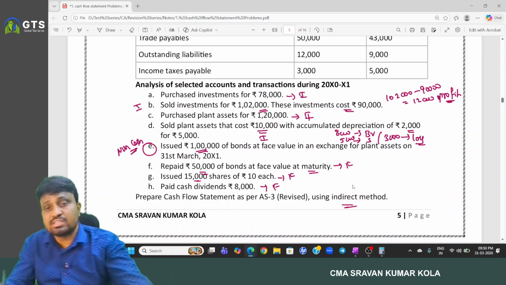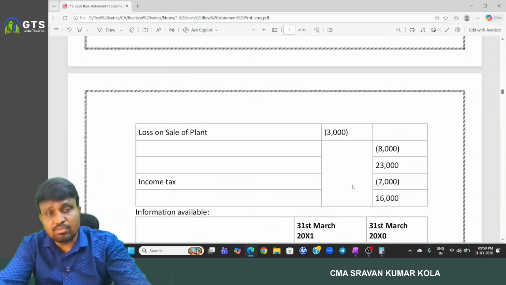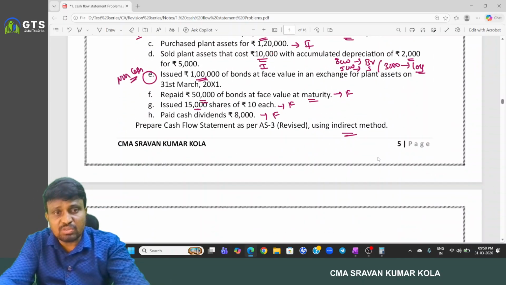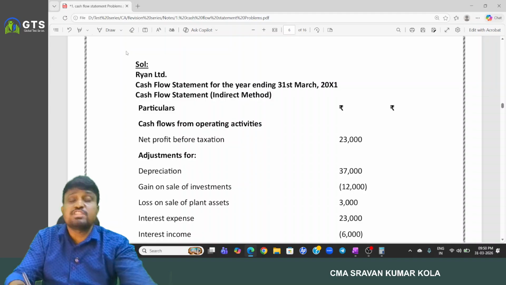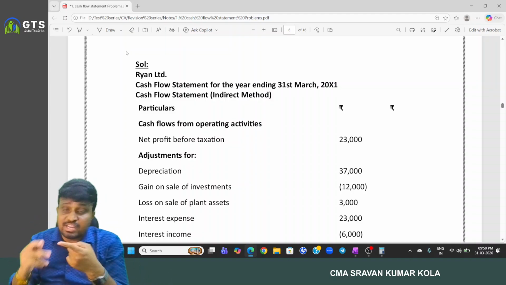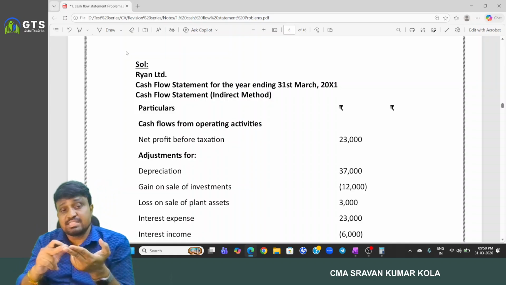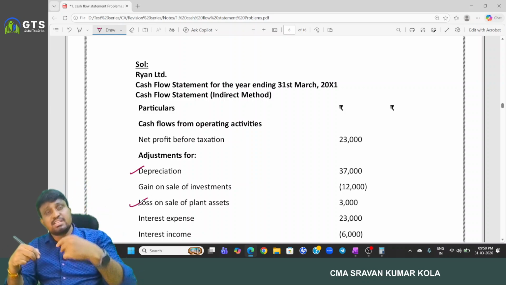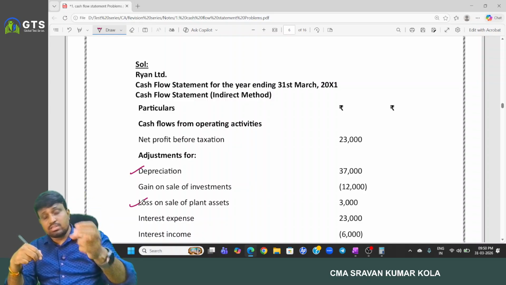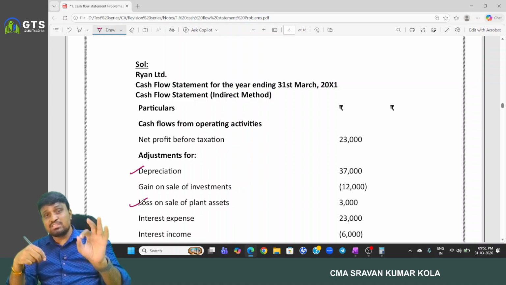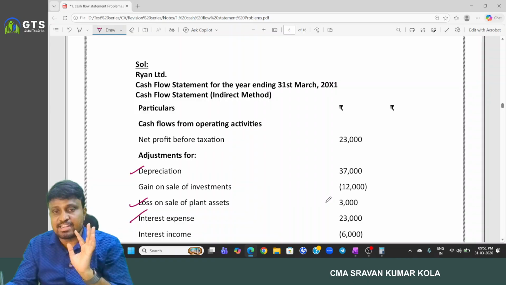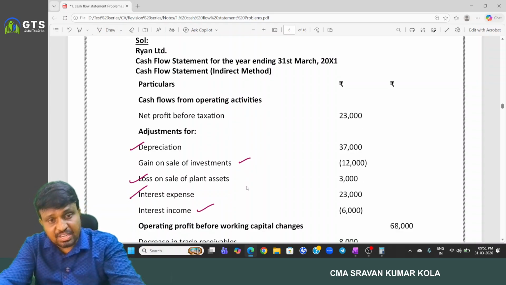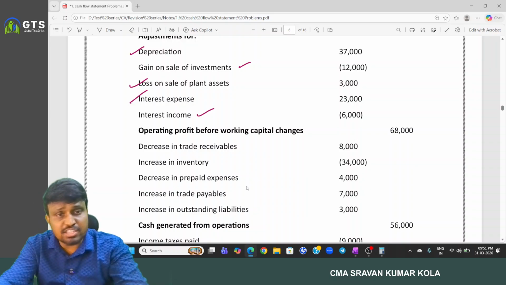We have to prepare the cash flow statement under the indirect method. In case of the indirect method, what do we do? We start with profit before tax, which is 23,000. First, we have to add back non-cash expenses like depreciation, and loss on sale of asset. Second, non-operating expenses effect: interest expense we have, that is added back. And non-operating income like interest income and profit on sale of investment is deducted.